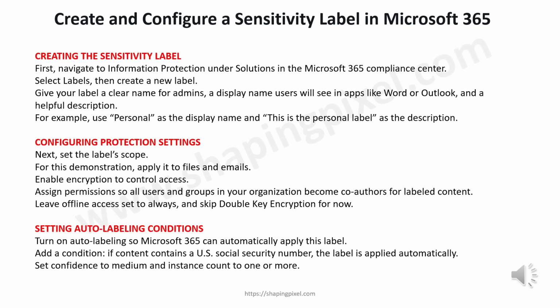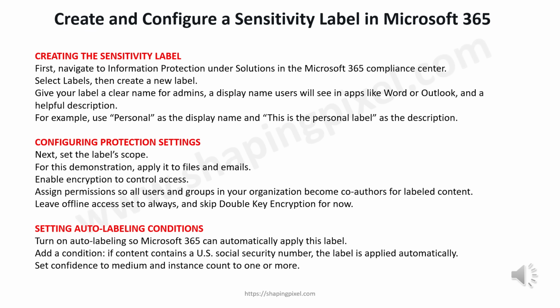For this demonstration, apply it to files and emails. Enable encryption to control access. Assign permissions so all users and groups in your organization become co-authors for labeled content. Leave offline access set to always and skip double key encryption for now.